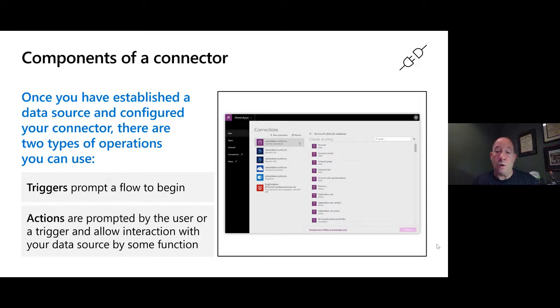Additionally, you could set up a trigger based off of an action, such as creating a new record in a table or receiving an email. Actions are used in both Power Automate and Power Apps. Actions are prompted by the user or a trigger and allow interaction with your data source by some function. For example, an action would be sending an email to your workflow or app, or writing a new line in a data source.